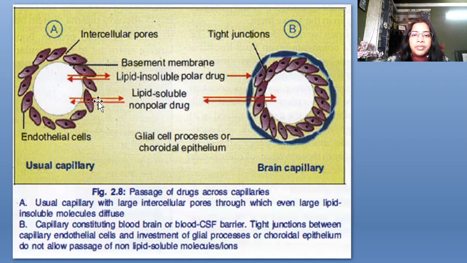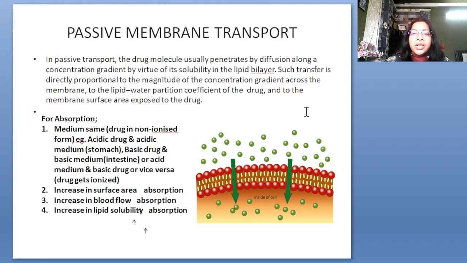So in diagram A, we can see usual capillary has large intercellular pores through which large lipid insoluble molecules can also diffuse. But in case of B, capillary constituting blood-brain or blood CSF barrier, tight junctions between capillary endothelial cells and investment of glial processes or choroidal epithelium do not allow passage of non-lipid soluble molecules. Now we will discuss each mechanism one by one.